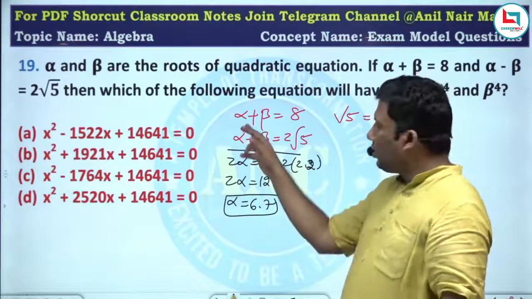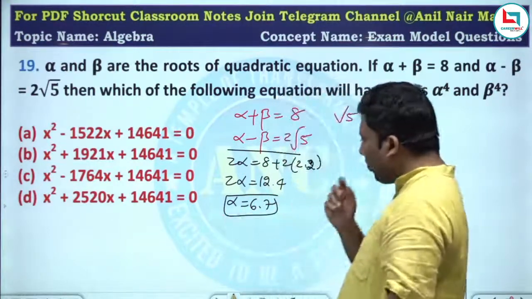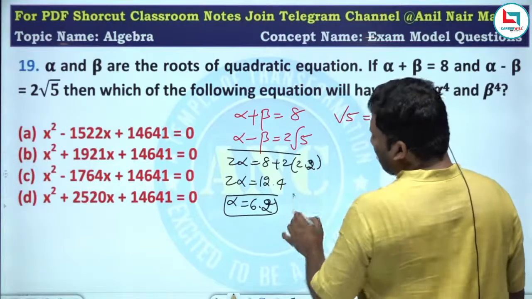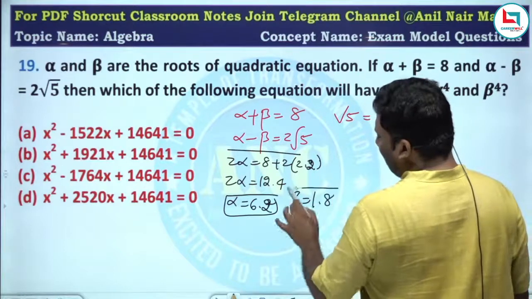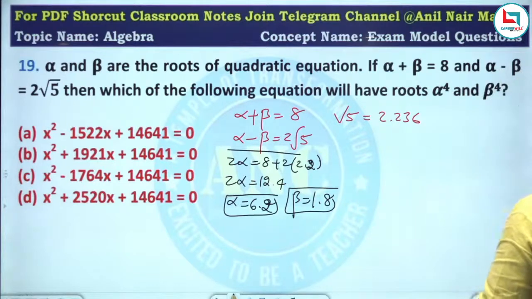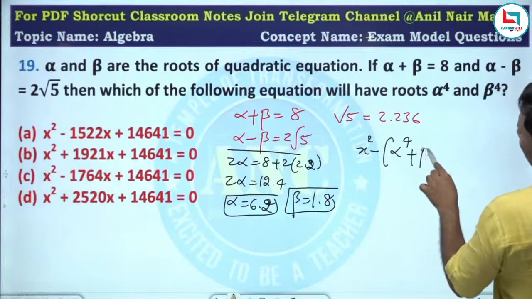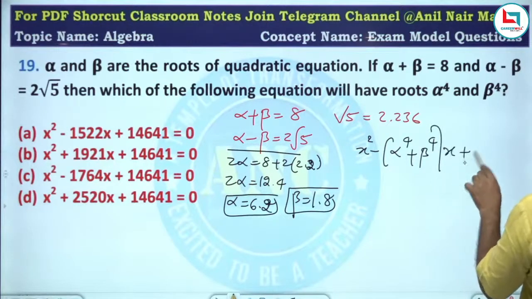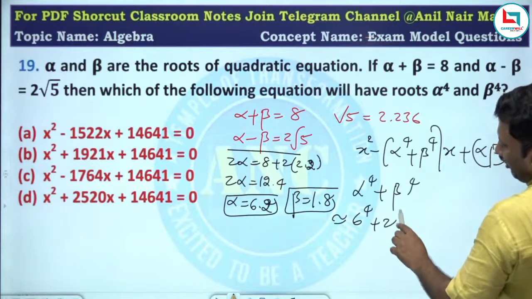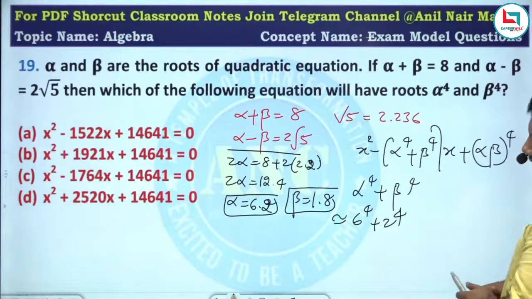Are you all with me? 2 alpha is 8 plus 2.2 into 2, which is 4.4, so 12.4. Alpha is 6.2. Beta will become 1.8. Which of the following equations will have roots alpha power 4 plus beta power 4 as the sum, and the product alpha beta power 4? Close to 6.2 power 4 plus 1.8 power 4. I reduced 0.2 from 6.2 and increased 1.8.